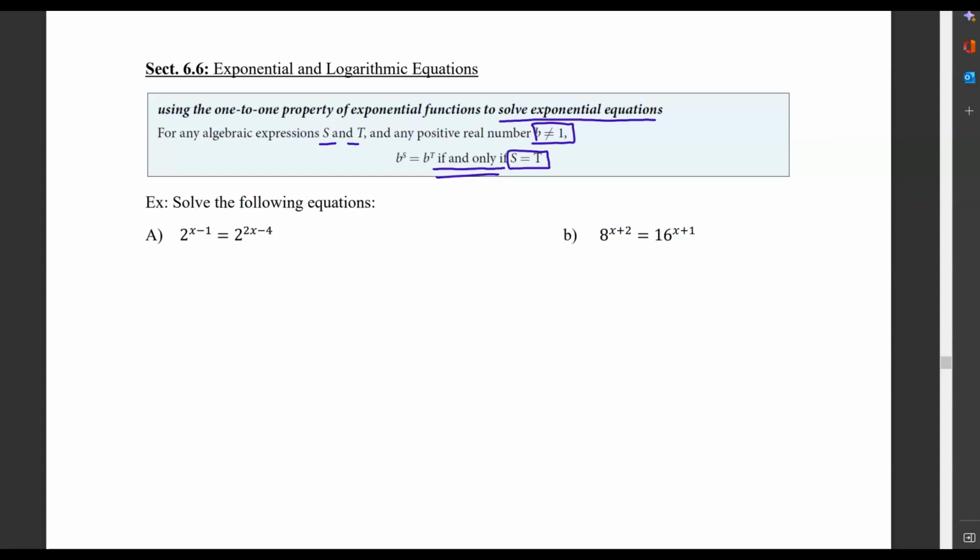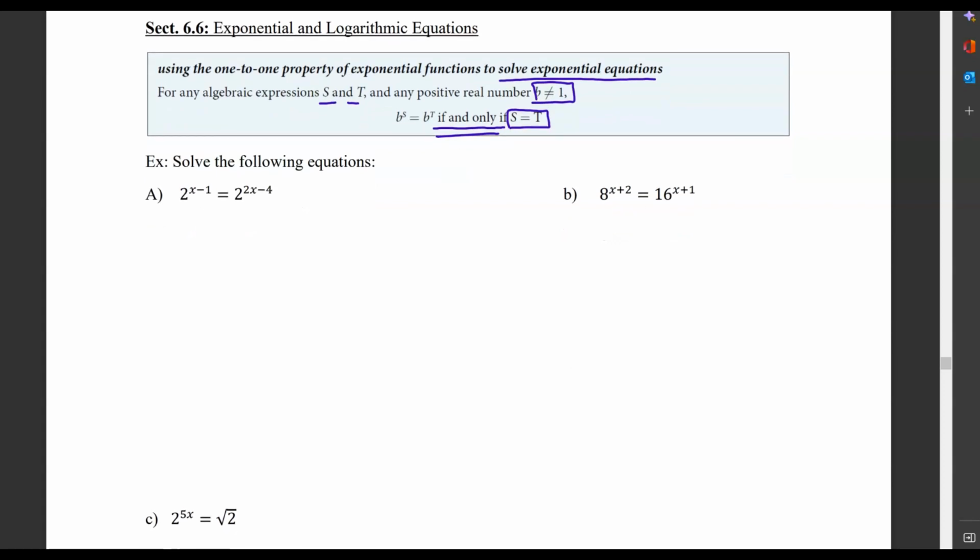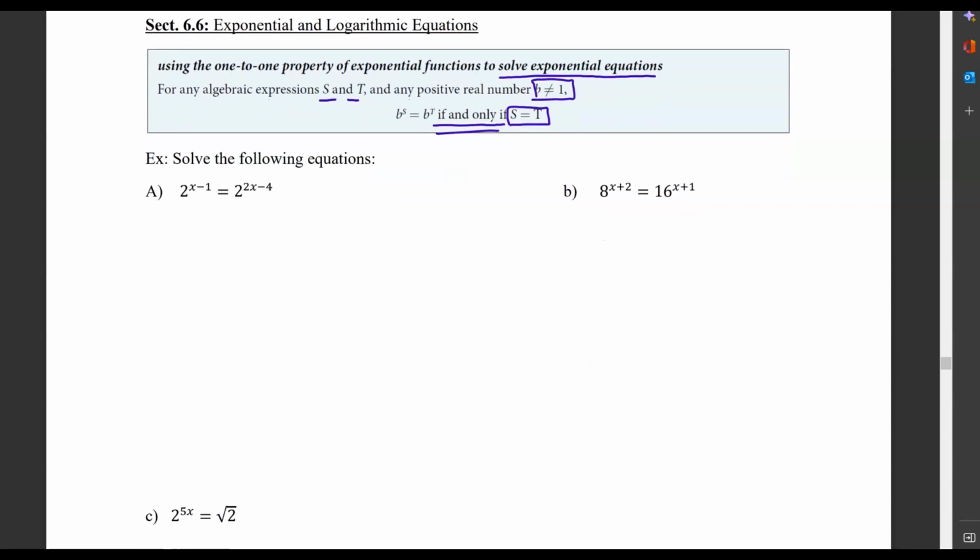So what this is basically telling us is if our bases are the same, and the only difference is the exponents, then the exponents must also be the same. So let's take a look at this first problem here. Notice that we have a base of 2 here and a base of 2 here. Because our bases are the same, I can set the exponents equal to each other. So then I would get x minus 1 is equal to 2x minus 4.